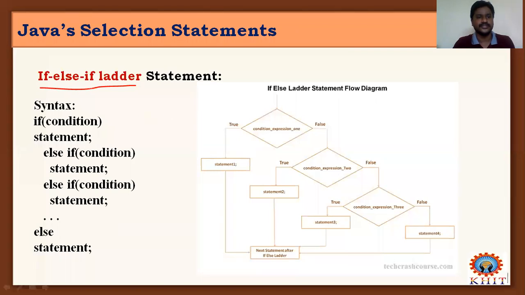Coming to the if else if ladder statement, here it continuously has an if statement, an if condition, then an if else statement, then an else if statement. Like that, we have some statements continuously. So it is considered a ladder of if else if statements. Here is a simple flowchart for this if else ladder statement.